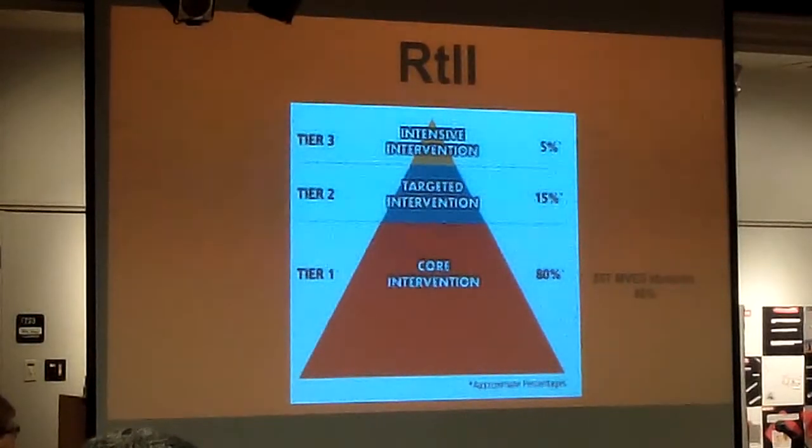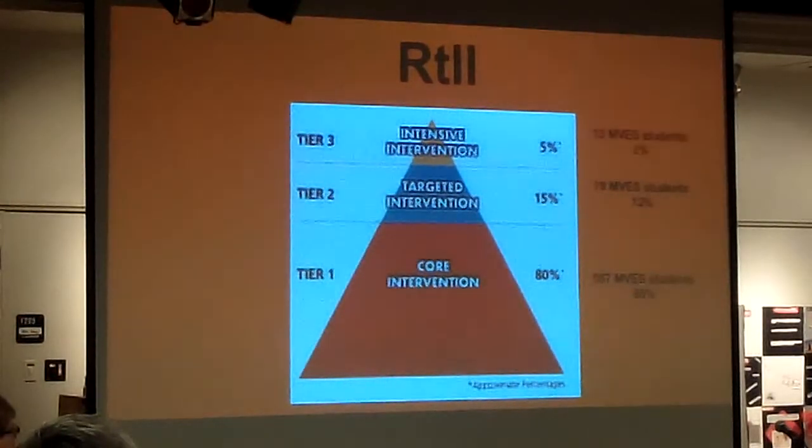Here I have for you at Mountain View, at this point, we just went through our mid-year assessment. Right now we have 557 Mountain View students on a Tier 1 or just in our core program, which is 86%. For Tier 2, we're at 79 Mountain View students, which is 12%. And for Tier 3, we have 13 Mountain View students, which is 2%. So as you can see, when you're looking at that triangle, we're actually doing a little bit better than what we would be looking at for an RTII chart with that triangle. So we're doing a little bit better than what is expected when you're looking at an RTII model.